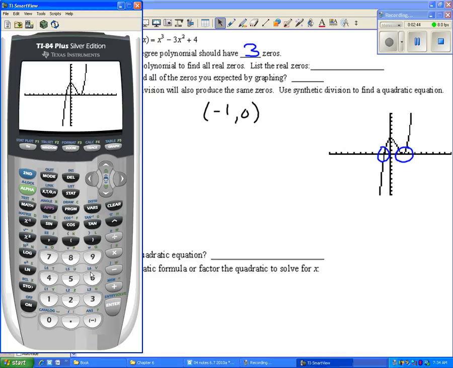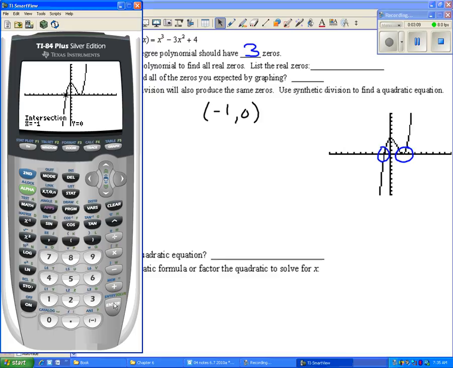And I'm going to go ahead and hit second trace to get the calc. I'm going to hit number 5. My first curve is the x cubed. My second curve is y equals 0. So my guess, I want to get close to this point here and hit enter. Notice it only finds negative 1, 0. Why does that work? Because I'm looking at an intersection point.